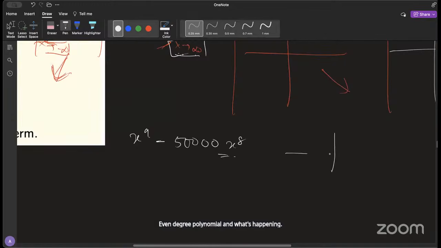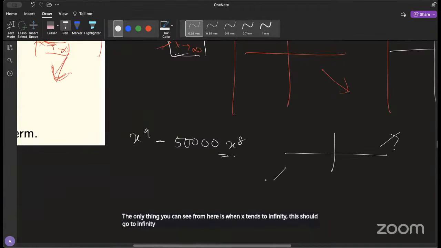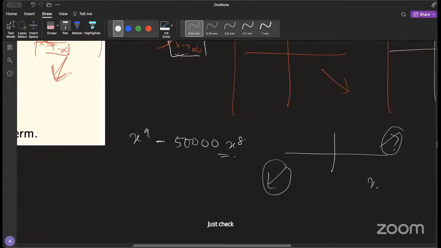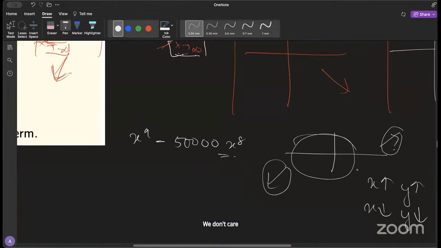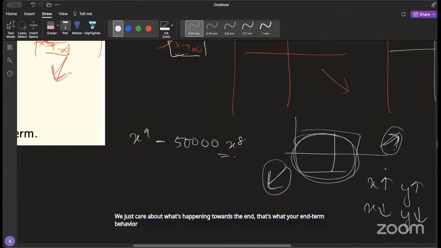The only thing you can see from here is when x tends to infinity, this should go to infinity, and when x tends to minus infinity, only look for the end term behavior. Just check that if your x is increasing, is your y increasing with it, and when your x is decreasing, is your y decreasing or not with it. That's all you have to check. We don't care about what's happening here. We just care about what's happening towards the end. That's what your end term behavior tells.